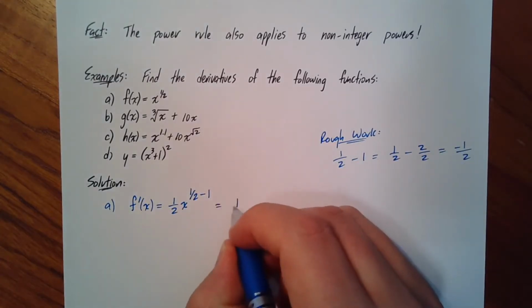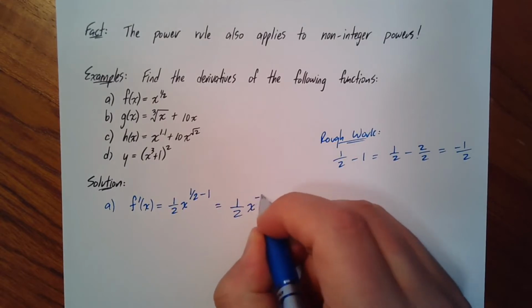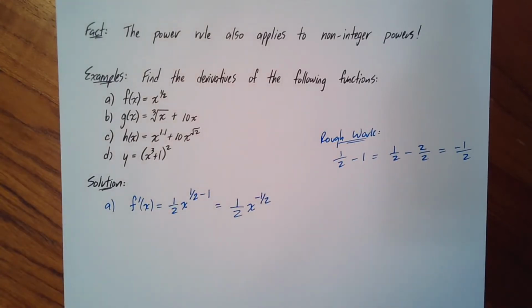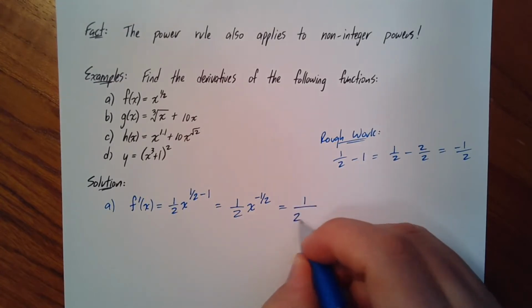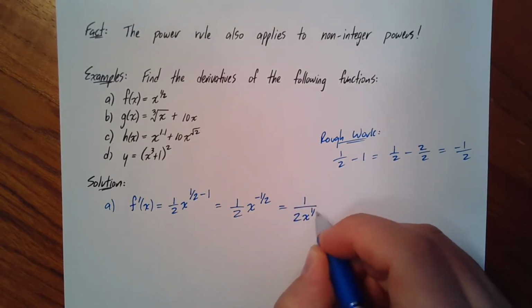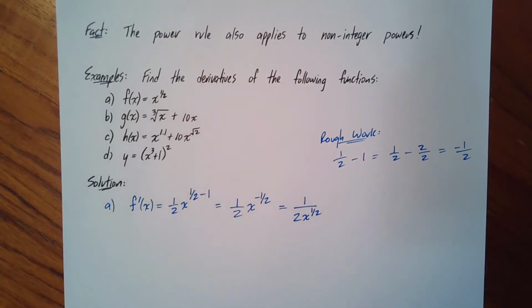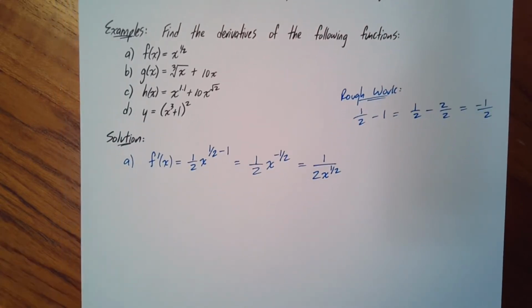We've got 1/2 x to the negative 1/2. And there's nothing wrong with leaving it like that, but personally I don't like negative exponents, so I would take it one step further and I would rewrite this so the power of x is in the denominator. So I can write this as 1 over 2x to the positive 1/2. So that's just a way to rewrite this now. They're both equivalent, of course, right? But this one has no negative exponents. So that's where I would stop with that one.